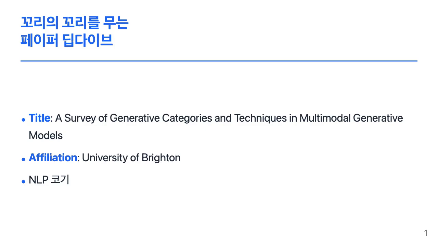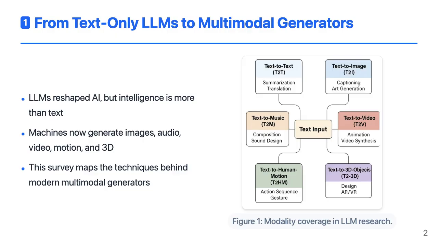Today's deep dive is about the paper from University of Brighton, a survey of generative categories and techniques in multimodal generative models. Since late 2022, large language models have become the public face of AI. But human intelligence isn't just about words. We see, hear, move, and interact in a rich, multimodal world.